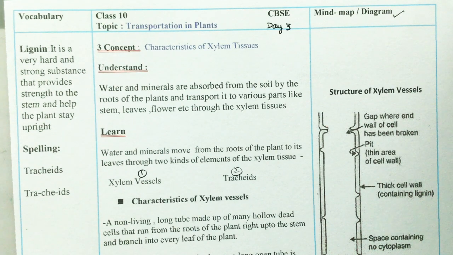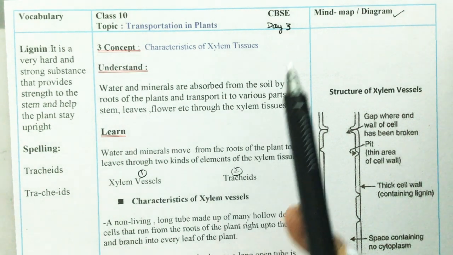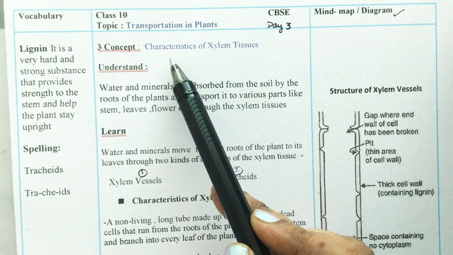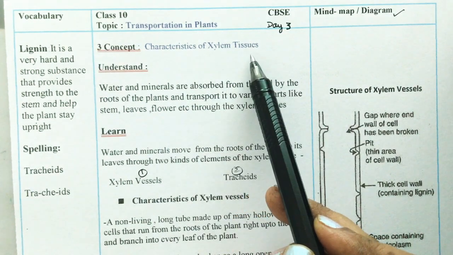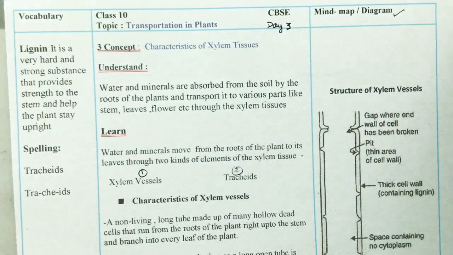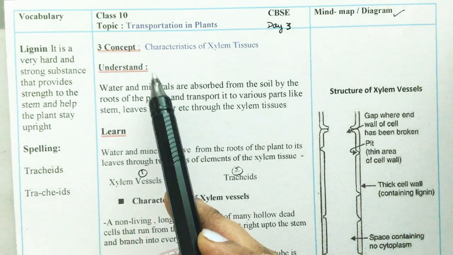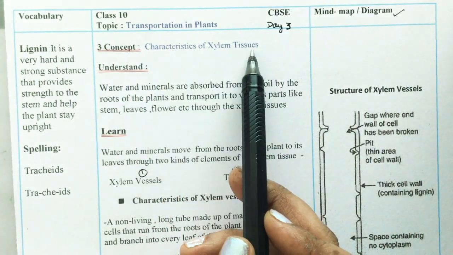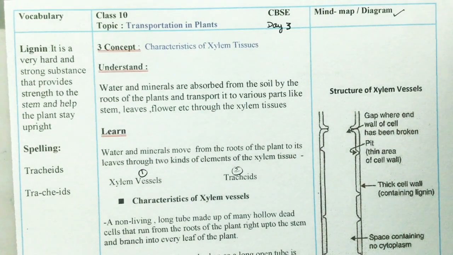In today's video, I'll continue the topic transportation in plants from the chapter life processes of class 10 CBSE. The concept for day 3 is characteristics of xylem tissues. As per the study technique I had mentioned earlier, please read the content from your textbook of the concept characteristics of xylem tissues and then come back to my video.